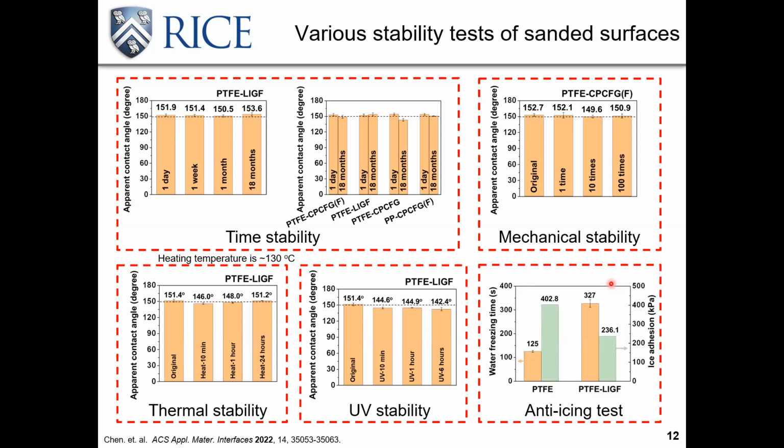So even when the temperature is as low as -40 degrees, the sanded surface can increase the time for water to freeze on the surface by 2.6 times, from 125 seconds to about 327 seconds. And it can also decrease ice adhesion strength by about 40%, as shown here. This indicates the sanded surface can also have very good anti-icing performance in our case.